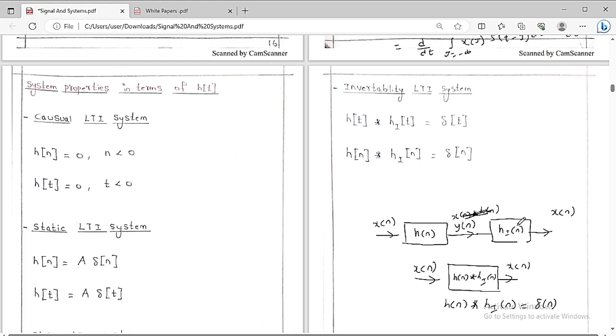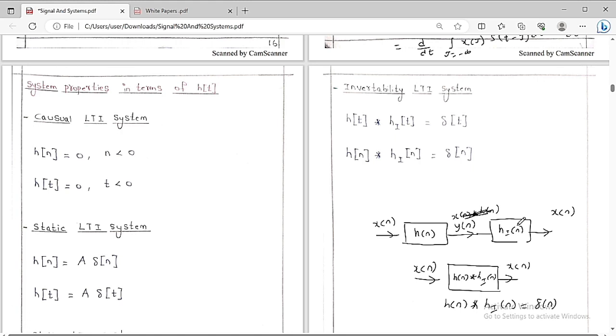So finally, I can give the conclusion. I have told you all the system properties. For a given LTI system, if you give the impulse input and get the impulse response, then just by studying the impulse response, you can tell what properties are present in the system.